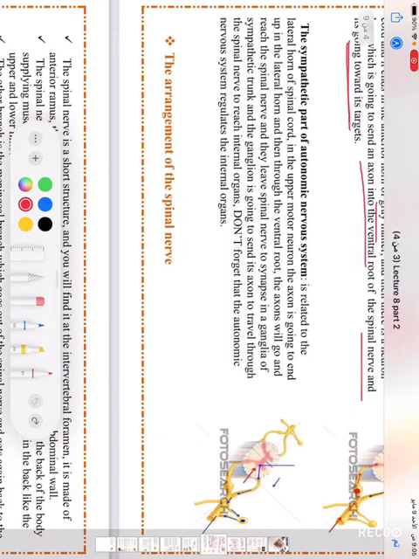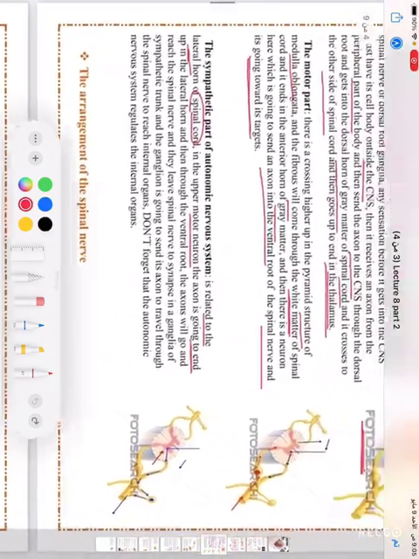The sympathetic part of autonomic nervous system طبعا أتوقع إنكم أخذتوا بالفسيولوجي ودرستوا إنه في عنا نوعين من الأنظمة. في عنا الأوتونوميك اللي هي الأوتونوميك nervous system والأوتونوميك بينقسم للسيمباثيك والباراسيمباثيك. Sympathetic part من الأوتونوميك nervous system it is related to the lateral بيتعلق بالlateral horn من spinal cords. In the upper motor neuron the action is going to end up in the lateral horn.